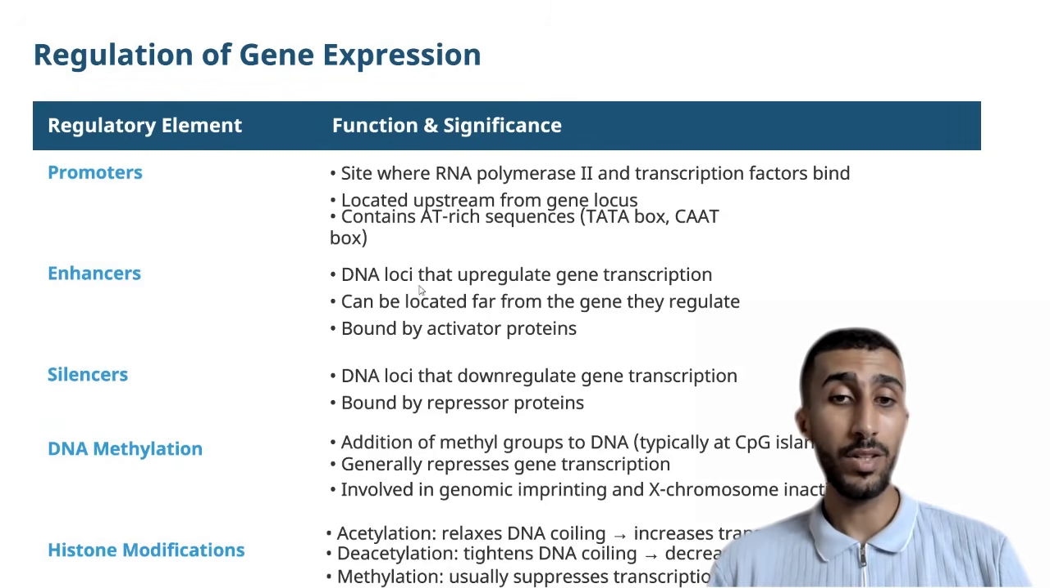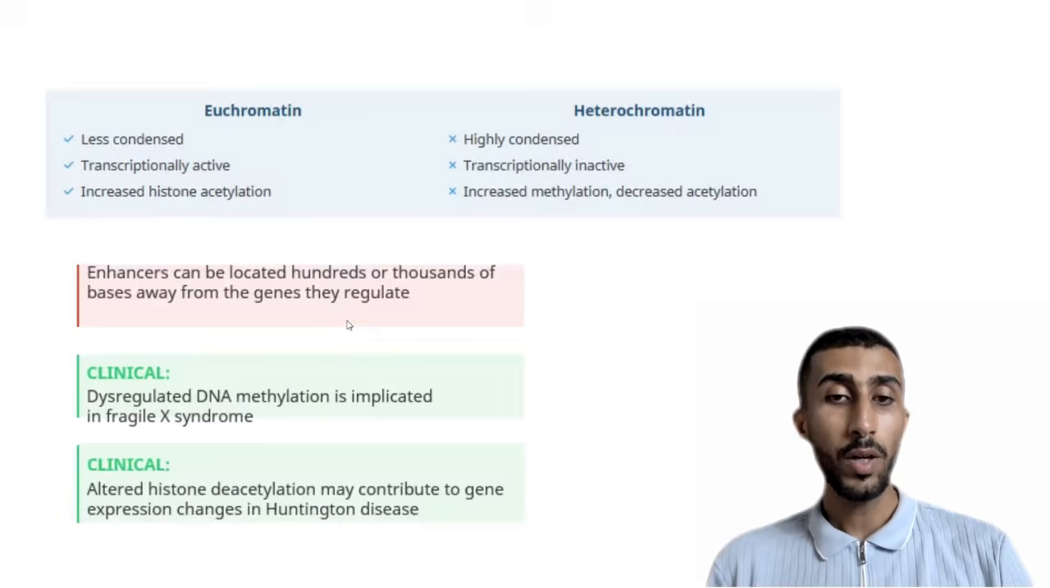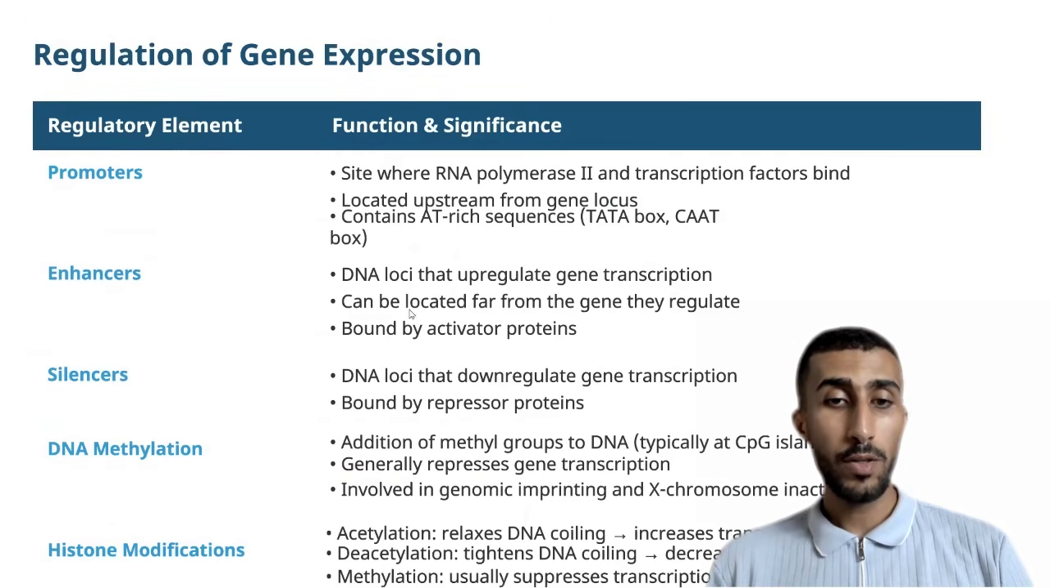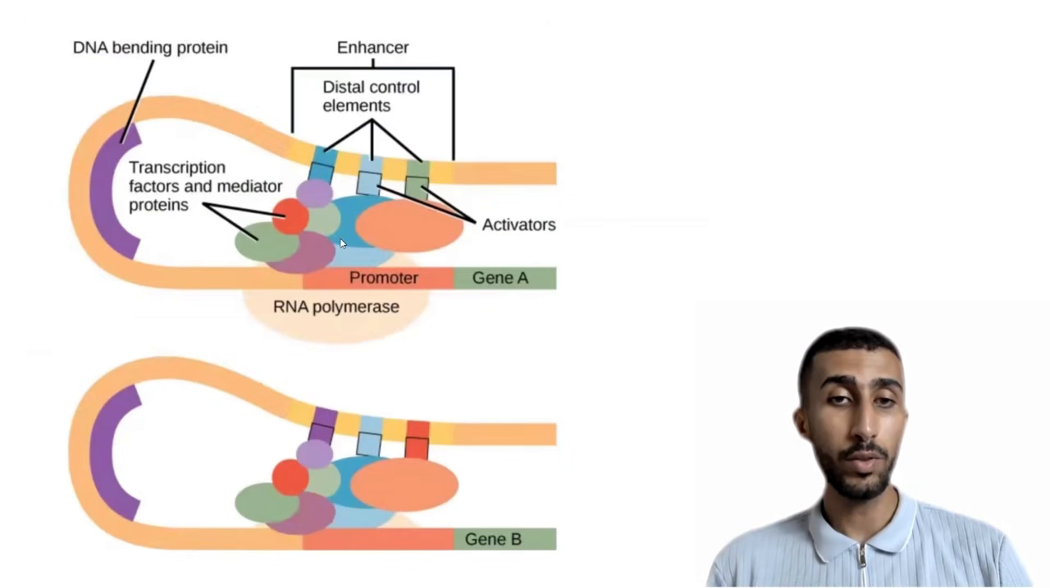Enhancers are DNA regions that upregulate gene transcription. They can be located far from the genes they regulate and are bound by activator proteins. So these are enhancers. They may be very distal to the regions they enhance, not needing to be near. They upregulate gene transcription. They are bound by activator proteins.